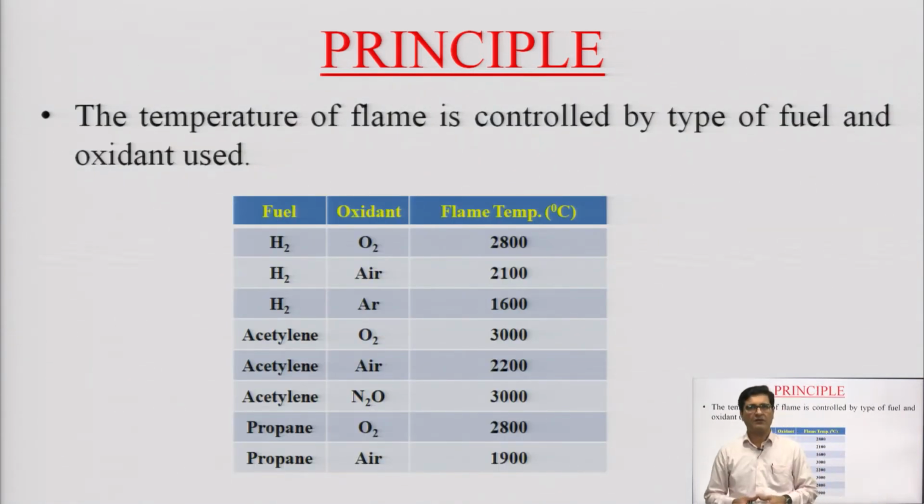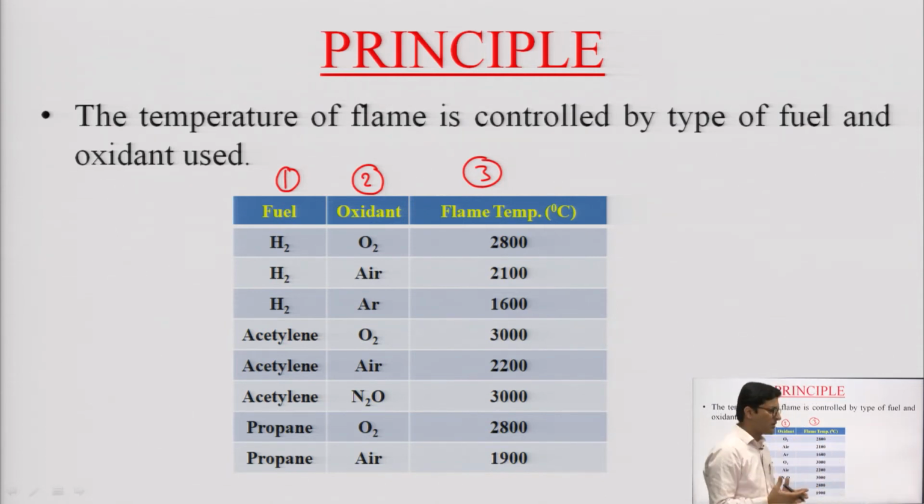And the temperature of the flame is generally controlled by varying the ratio of the fuel and the oxidant. As we know, to burn a flame we need a fuel as well as an oxidant, and by changing the ratio and composition of the fuel and the oxidant, different temperatures can be achieved. If you look into this table, we have one column indicating the fuel, a second column representing the oxidant, and a third column giving the approximate temperature that can be achieved with this particular combination.